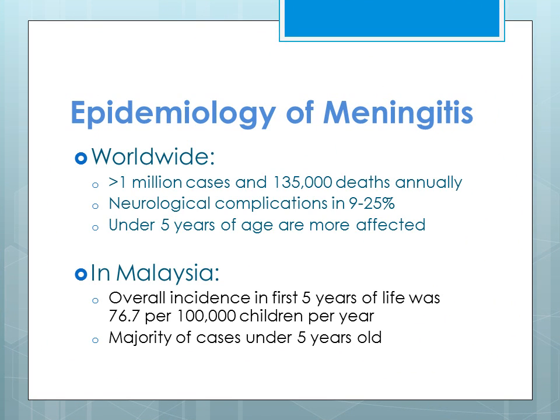Worldwide, bacterial meningitis accounts for more than 1 million cases and 135,000 deaths annually. Neurological complications occur in 9 to 25% of these cases. Children under 5 years of age are more affected. In Malaysia, Hussain et al. reported that the overall incidence of childhood meningitis in the first 5 years of life was 76.7 per 100,000 children per year. In another study, Erliana et al. reported that the majority of childhood meningitis occurred under 5 years old.